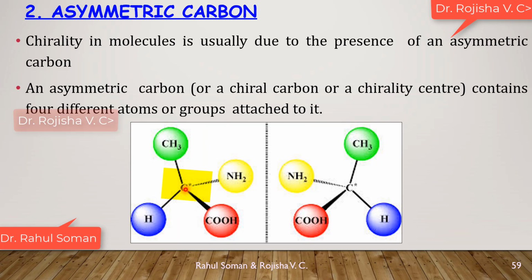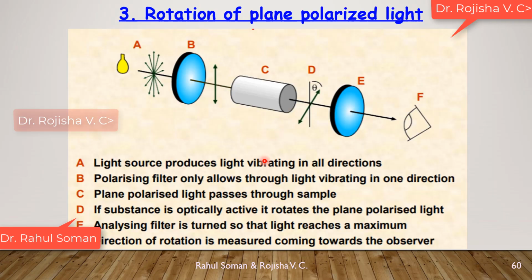Isn't it, madam? Yes, an asymmetric carbon, or a chiral carbon. This molecule with an asymmetric center will always form a non-superimposable mirror image. That kind of pair is called enantiomers or optical isomers. We call them optical isomers because when we pass light through this molecule, it will rotate plane polarized light in a particular direction. That is what optical activity is.